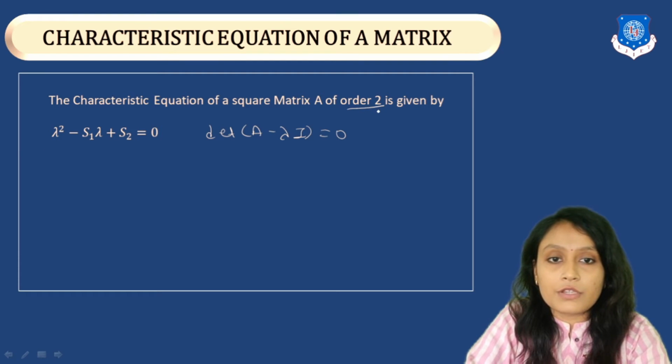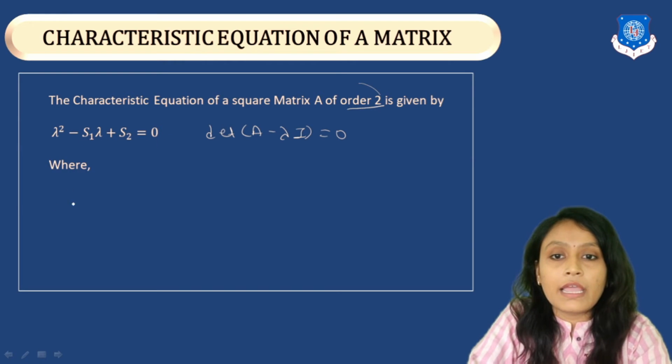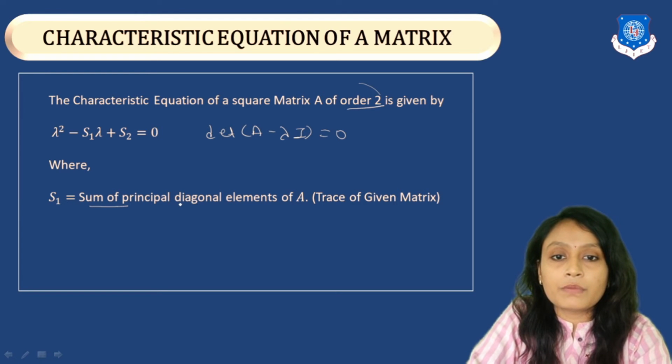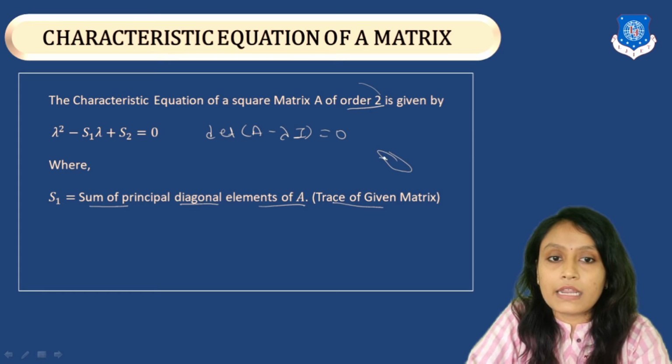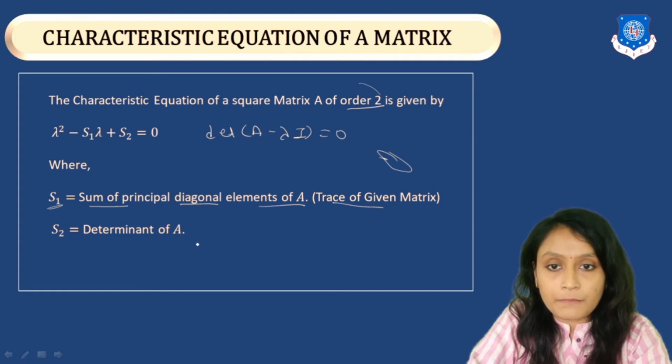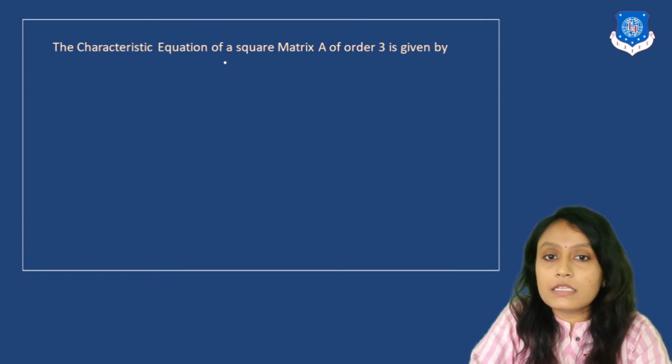So the characteristic equation for a 2 cross 2 matrix is lambda square minus s1 lambda plus s2 is equal to 0, where s1 is equal to the sum of principal diagonal elements, that is the trace of the matrix. We have to add the principal diagonal elements and this will become your s1. Next, s2 is the determinant of matrix A. We substitute s1 and s2 and find the value of lambda, and that lambda will become your eigenvalues.